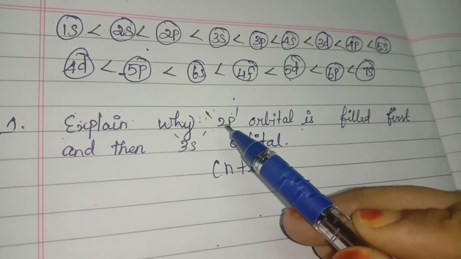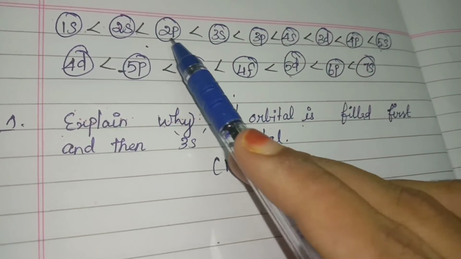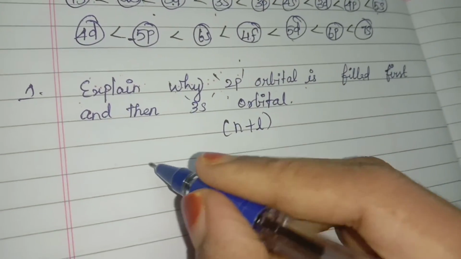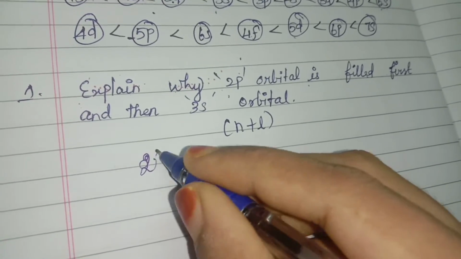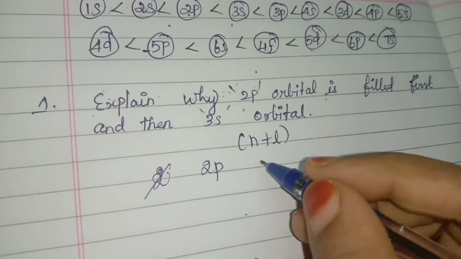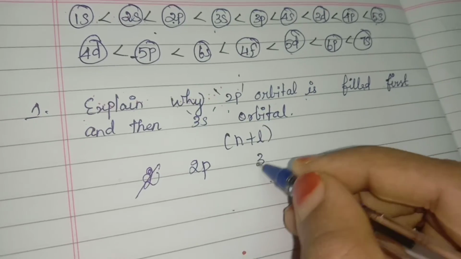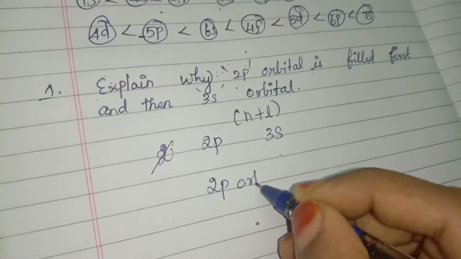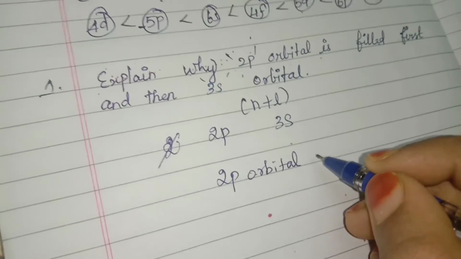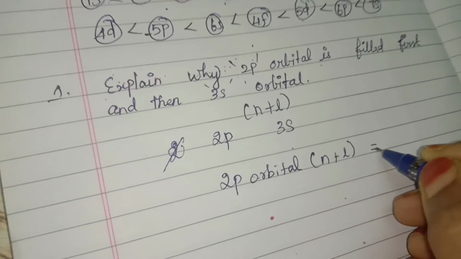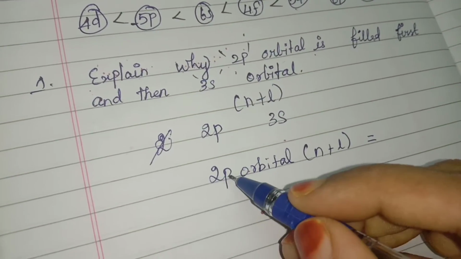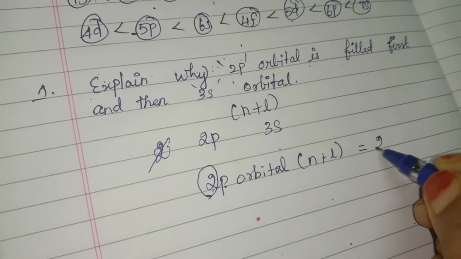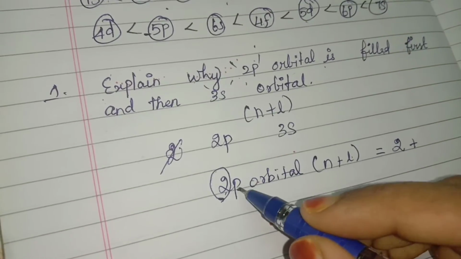Here they are asking why the 2p orbital is present first, then the 3s orbital. So what orbitals are given? The 2p orbital and the other one is the 3s orbital. Okay, n plus l rule. For the 2p orbital, n plus l rule, which is equal to the n value. What is it here? The number present before the orbital is known as the n value. So 2 is present here, plus the l value here.